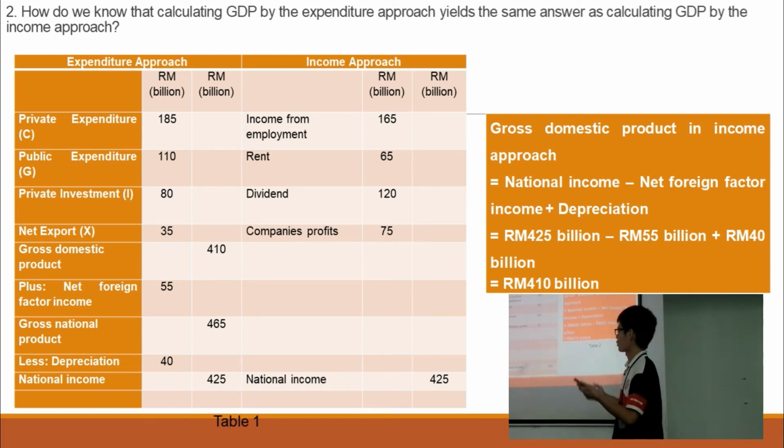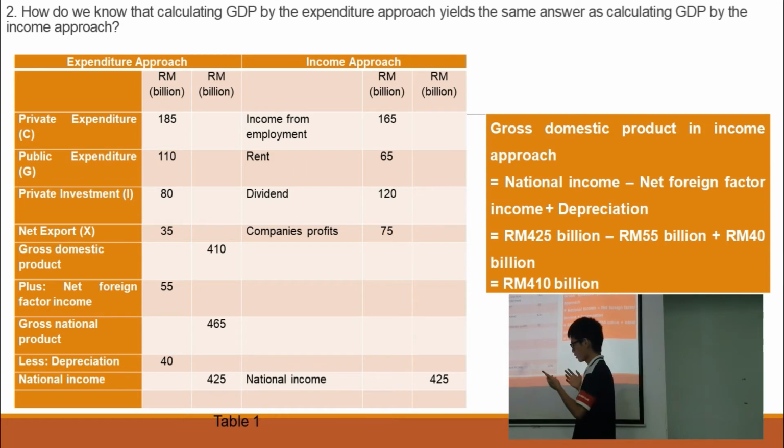Today I would like to explain question number 2. According to Table 1, the value of GDP in expenditure is 410 billion, with the formula private expenditure C plus public expenditure G plus private investment I plus net export equal to the GDP.